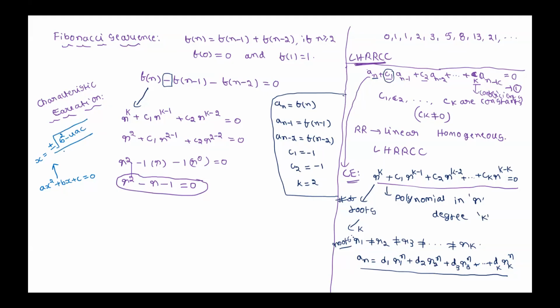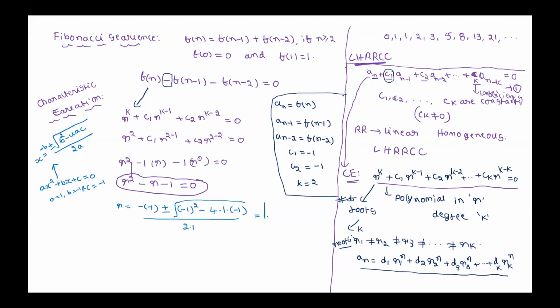The roots are minus b plus or minus square root of b square minus 4ac, by 2a. So what is r here? What is a here? A is 1, b is minus 1, and c is also minus 1. What is r? Minus b, minus of minus 1, plus or minus square root of b square, minus 1 whole square, minus 4ac, by 2a, 2 into 1.